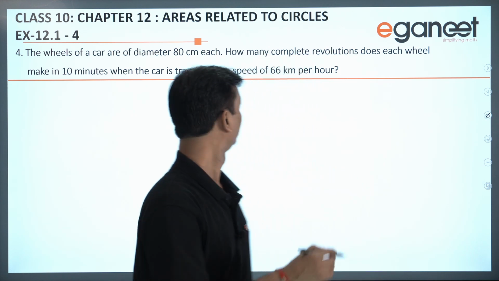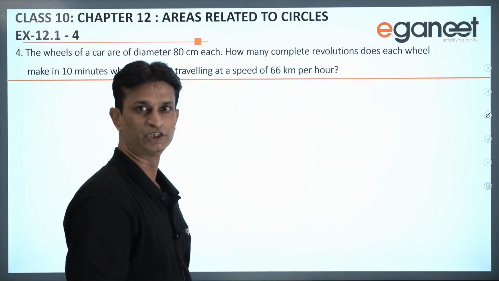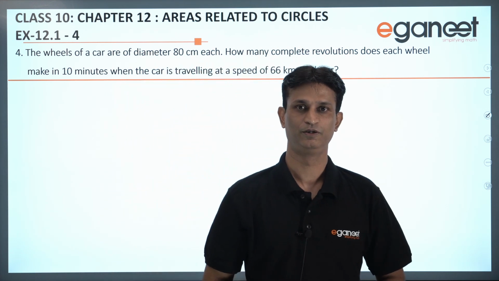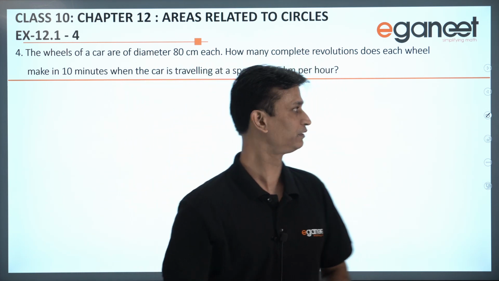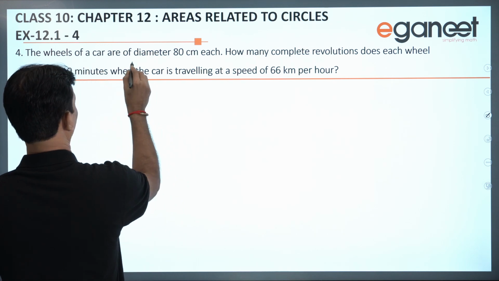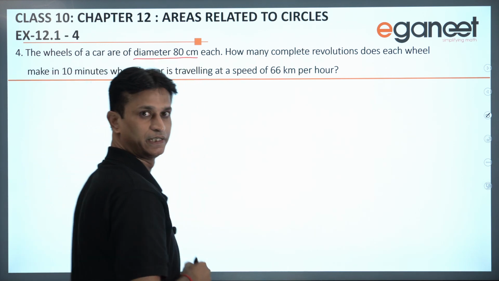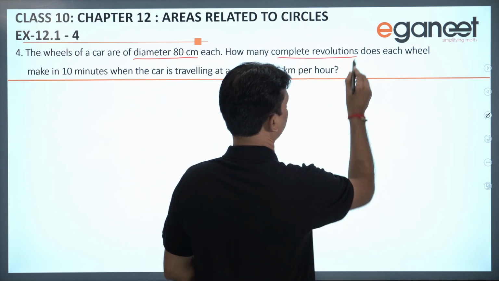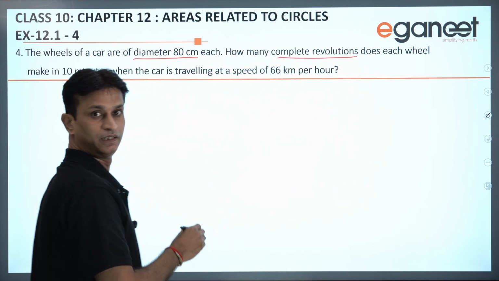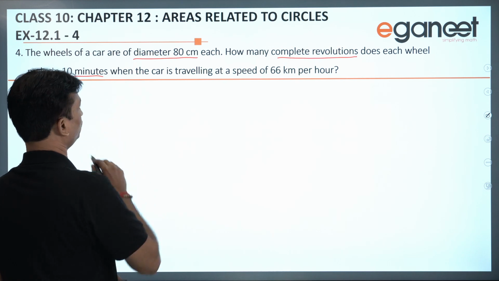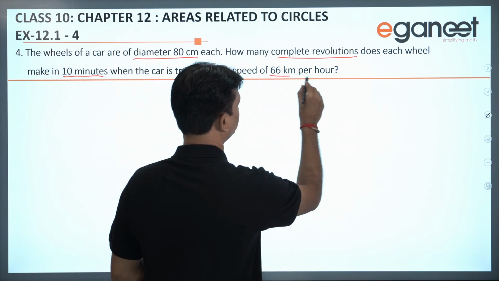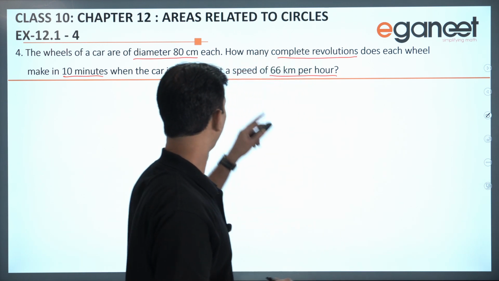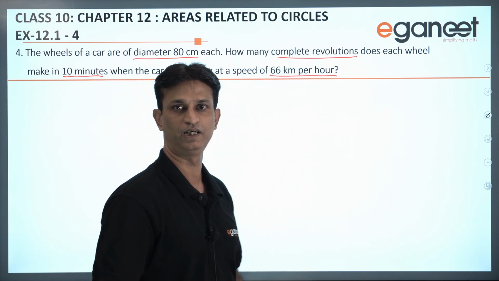Today we are going to take the fourth problem of exercise 12.1 of chapter 12, that is areas related to circle. Okay, so let's read the problem first. The wheels of the car are of diameter 80 centimeter each. How many complete revolutions does each wheel make in 10 minutes when the car is traveling at the speed of 66 kilometers per hour? Okay, so we have been given the speed of the car as 66 km per hour.